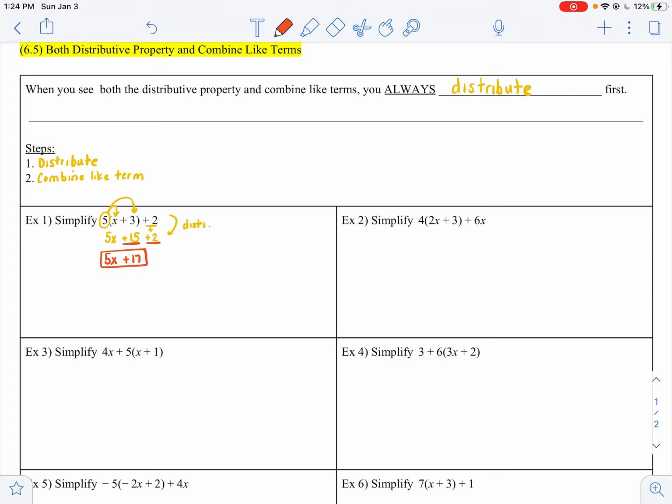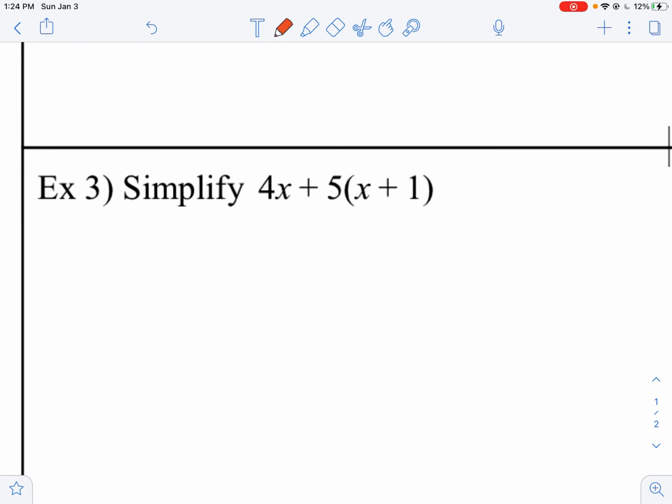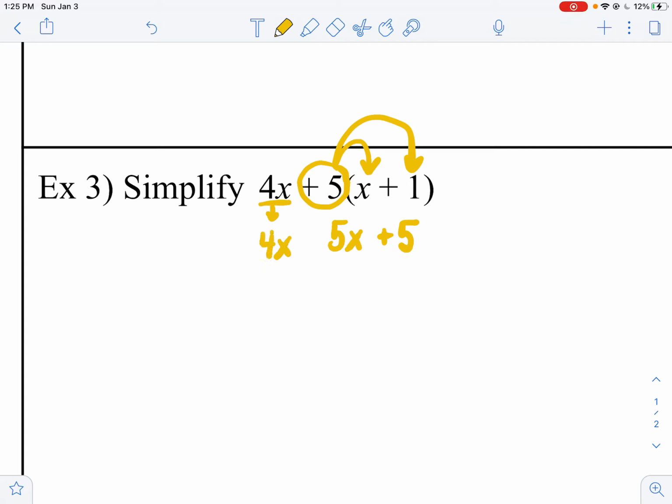Okay? Let's look at example 3. So we always distribute first and then we combine like terms. Remember, when we are distributing, it's only the number touching that parenthesis. So we are only distributing the 5. That 4x is going to be dragged down later. So 5 times x is 5x, and 5 times 1 is 5. And we have to bring down this 4x. We can't forget about it.